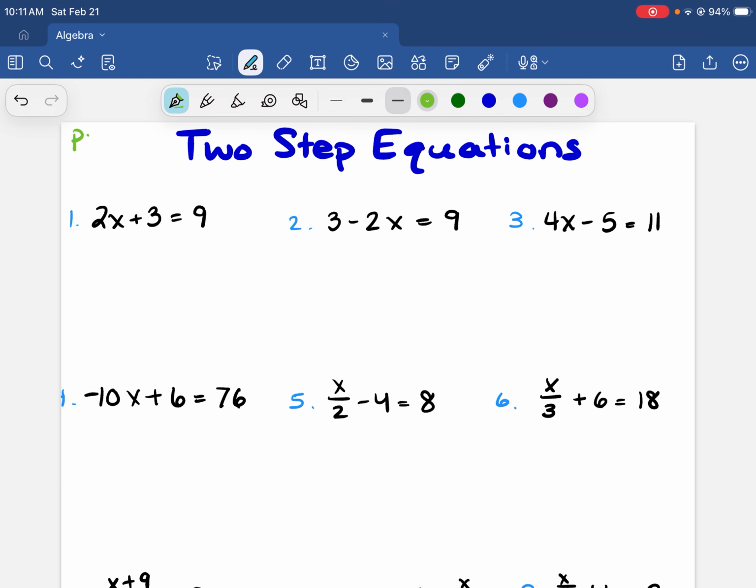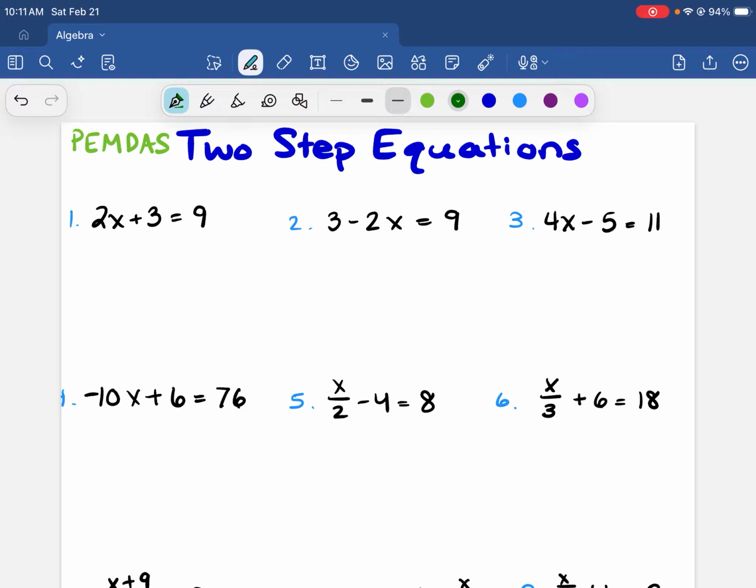When we simplify expressions, we use PEMDAS, or our order of operations. But when we solve, because we're kind of going backwards, it's like we're undoing the simplifying, we're trying to figure out what it looked like before, we want to reverse that.